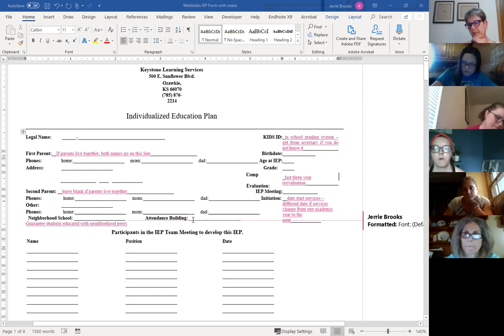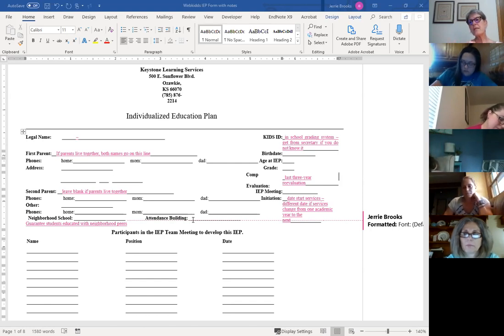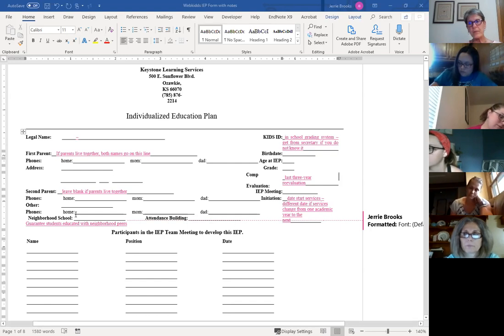Sometimes they attend a different building. An example of that would be, and it's not as frequent as it used to be, a student that was blind, and you don't have the services or the resources, the people with the specialized instruction in your area, and parents would send their kids to live at the School for the Blind in Kansas City. So their attending building would be the Kansas City School for the Blind, but their neighborhood school might be Scott City Middle School if they lived in Scott City. But most of the time, those are going to be the same.